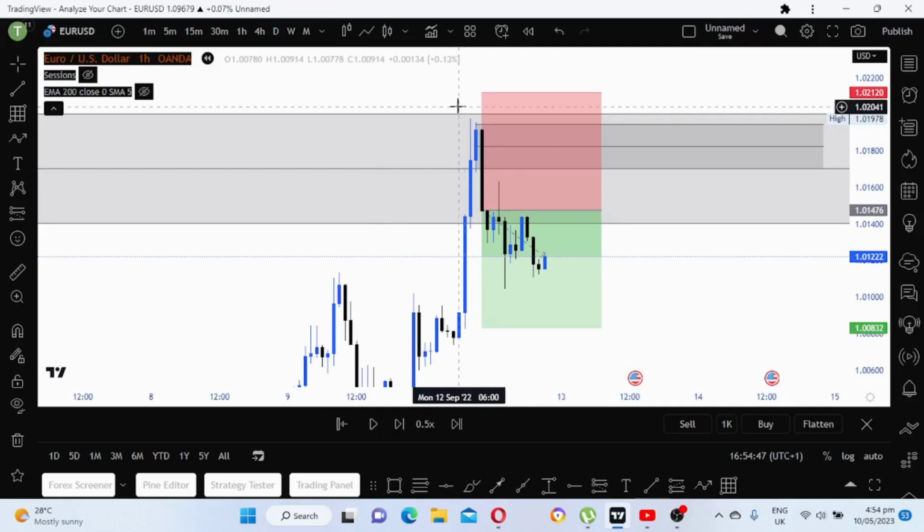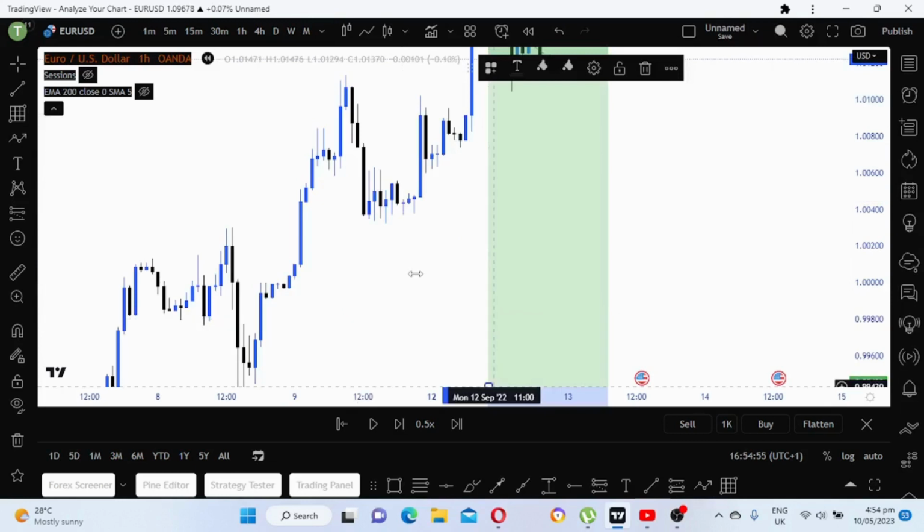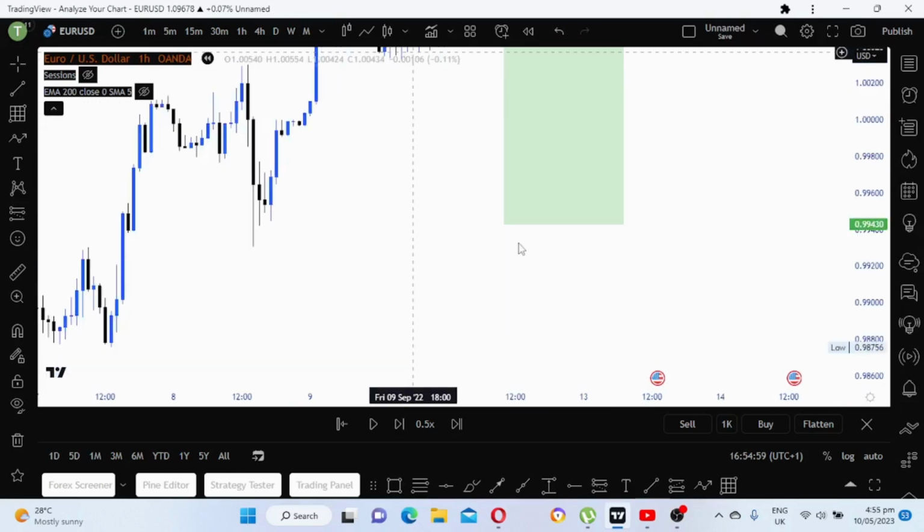And where do I put my target? So my target is just down there. My target is just down, down there. You see where my target is.